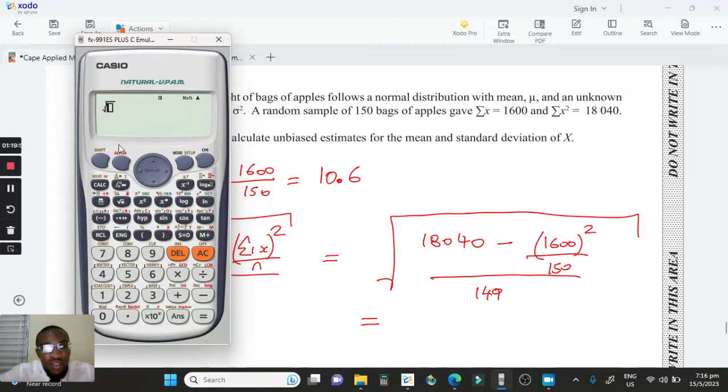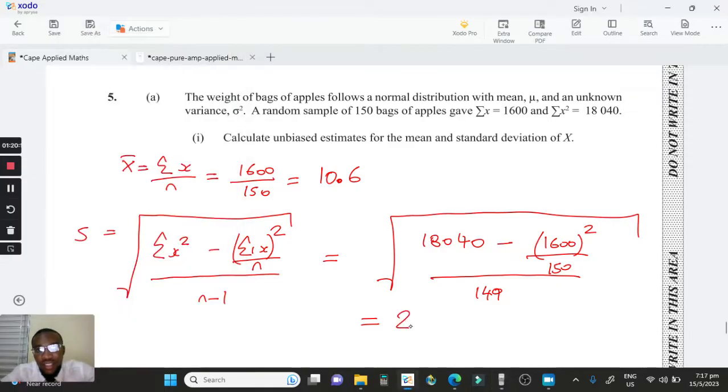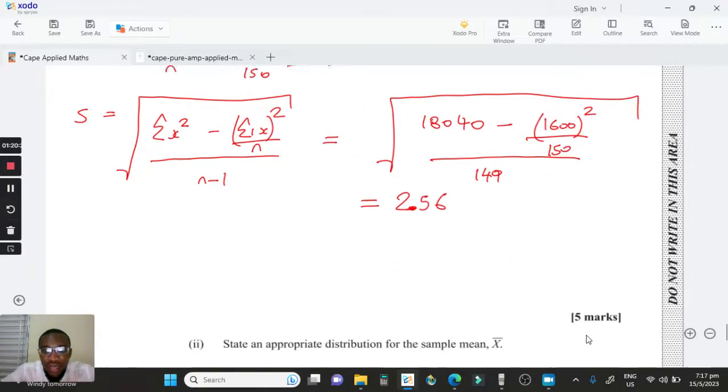I'll pump that into the calculator. This is just a bunch of formulas to remember. 18040 minus fraction button, open bracket, 1600 squared divided by 150, over n minus 1, which is 149. We'll check that out. We'll square root it. We'll get 2.56. That's 2.56. And they didn't tell me the weight, so I don't know whether to put kg or grams, or I don't know what the weight of the bag of apples is.